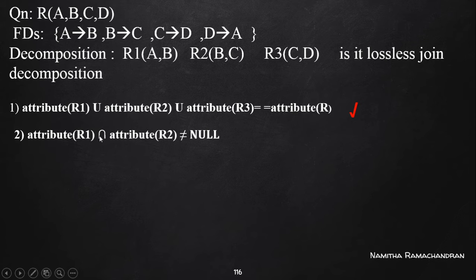Here exists a common attribute, which is B. So in R1 and R2 the common attribute is B. So in these 2 decompositions, condition 2 is satisfied. So proceed with these 2 sets R1 and R2. We need to check condition 3 also.